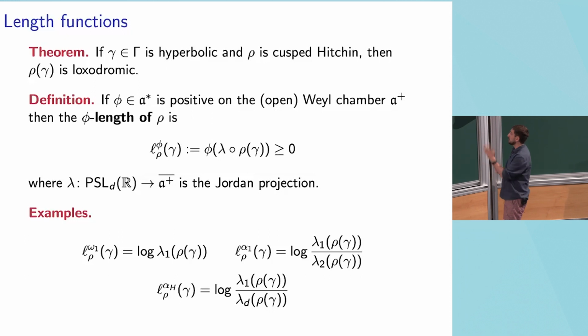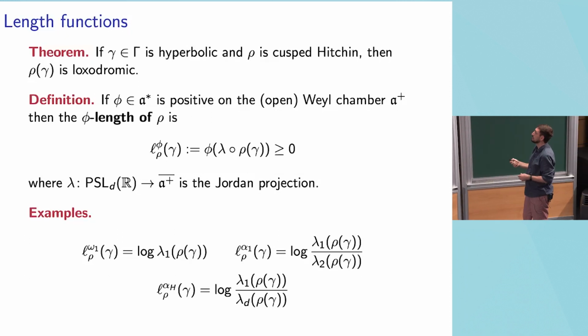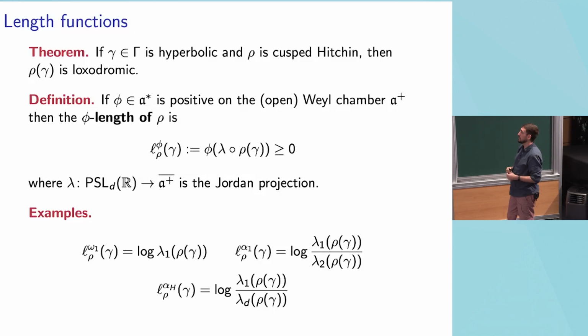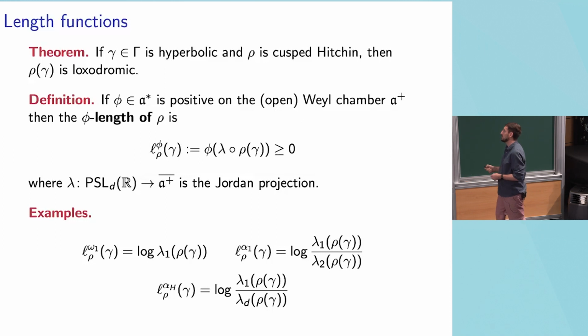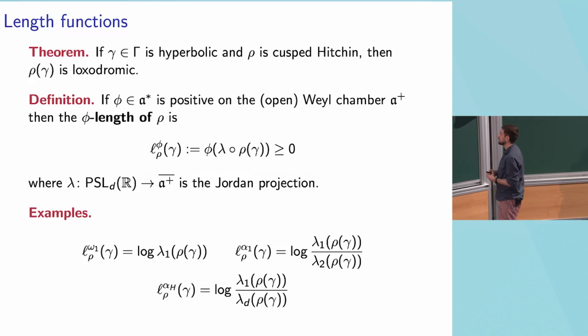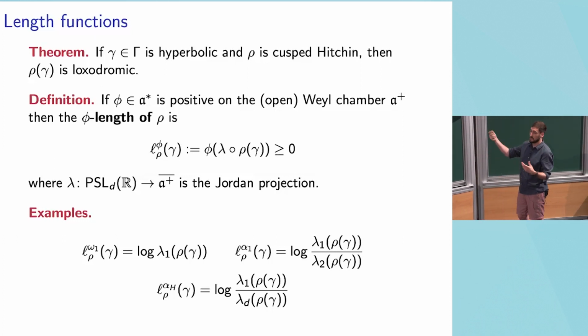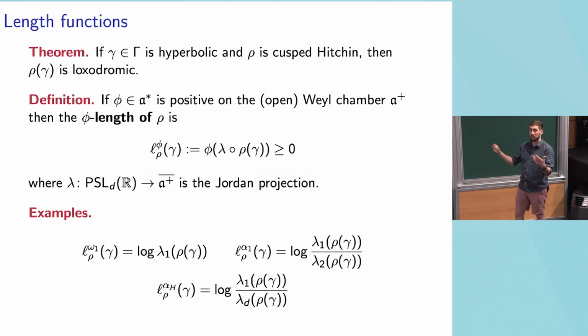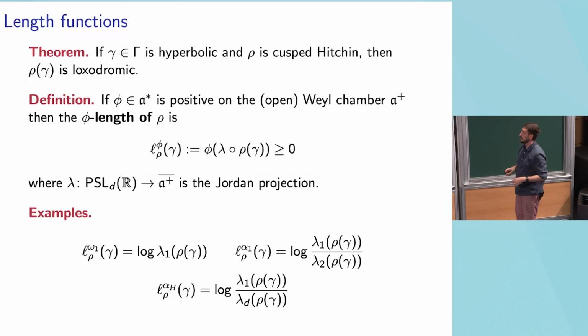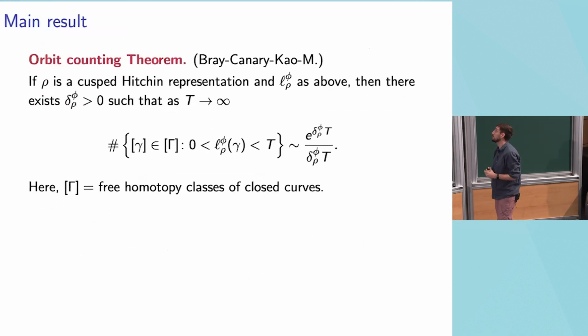If you're not familiar with this, here are examples. There is the spectral radius length, where I take the log of the top eigenvalue; the first simple root length, where I take the ratio of the first and second eigenvalue; and then the Hilbert length, if you want, the ratio of the top and bottom eigenvalue. All these lengths generalize the hyperbolic length. If I take this for a function and cusped Hitchin in PSL2R, this is the hyperbolic length, maybe up to a constant.